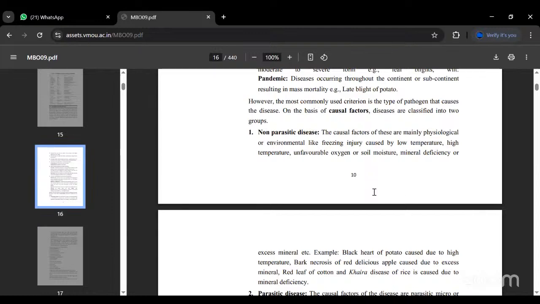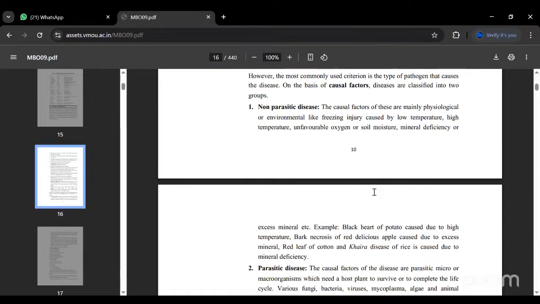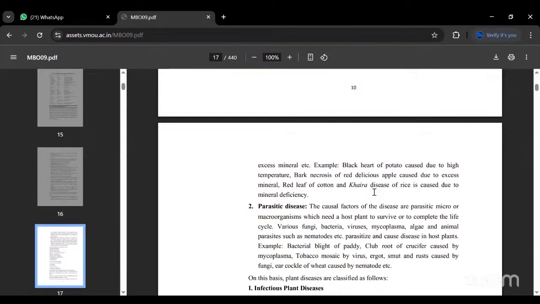non-parasitic, parasitic. The causal factors of these are mainly physiological or environmental, like freezing injury caused by low temperature, high temperature, unfavorable oxygen, soil moisture, mineral deficiency, etc. Examples: black heart of potato is caused by high temperature, bark necrosis of red delicious apple is caused by excess minerals, red leaf of cotton, and Khaira disease of rice is caused by mineral deficiency.